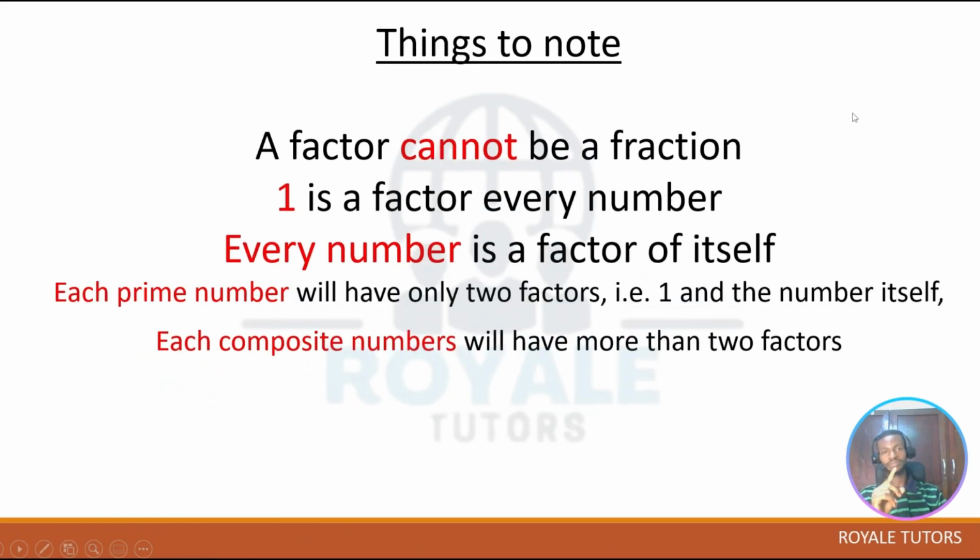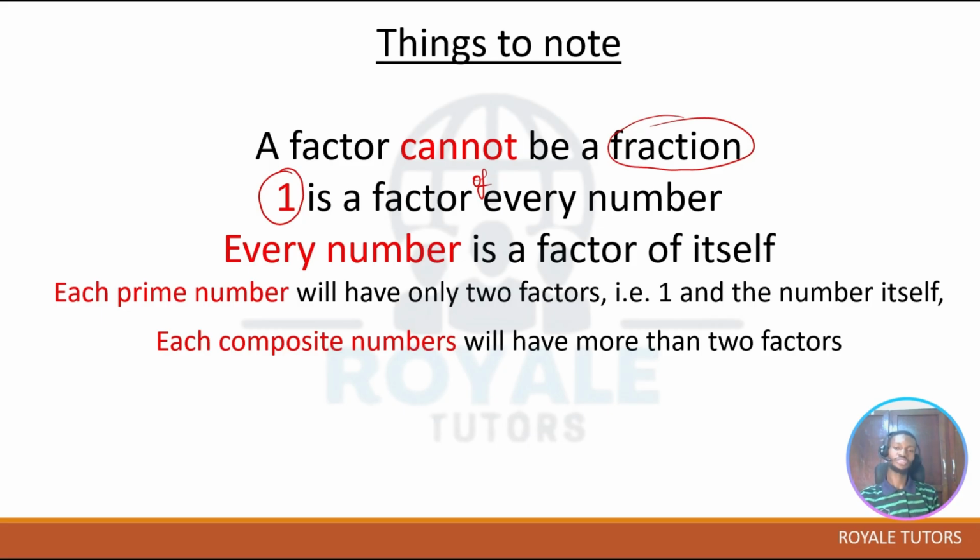Number one, a factor cannot be a fraction. You need to understand that a factor cannot be a fraction. And number two thing you need to know is that 1 is a factor of every number.